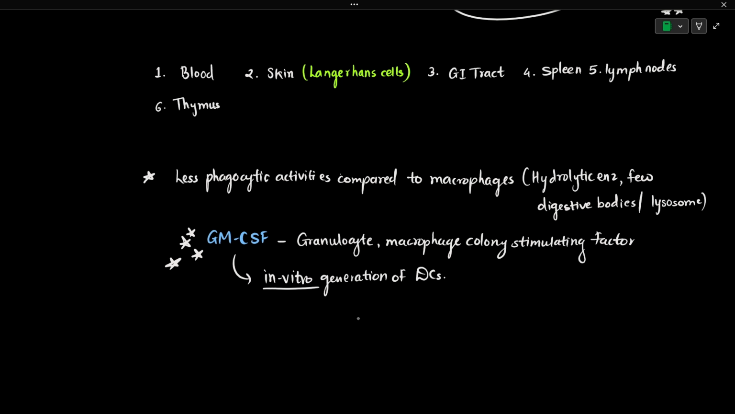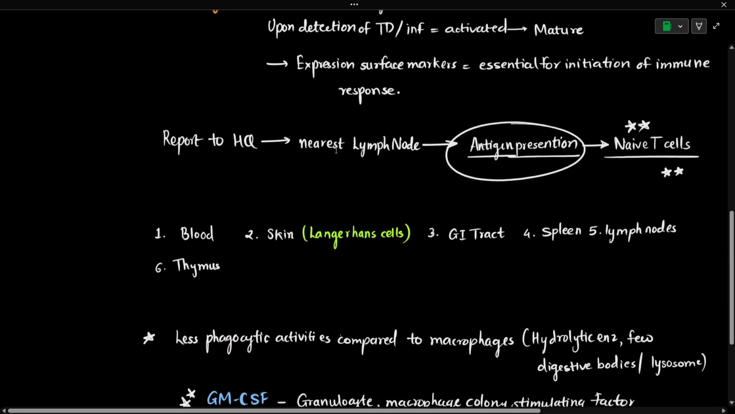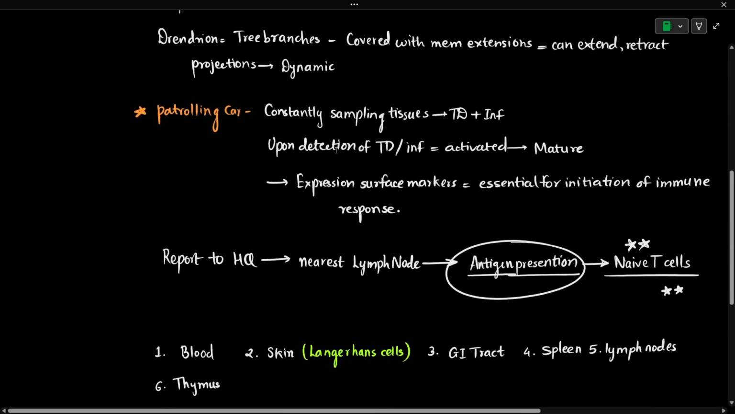Because the viability of dendritic cells is very poor, and again they are very rare in the blood circulation, it becomes difficult to extract them and to carry out any type of experiments. So the poor viability as well as the rarity are both challenges, and that is why we use GM-CSF, this cytokine, this signaling molecule, for the in vitro generation of the dendritic cells. Okay, so this is the introduction about the dendritic cells.